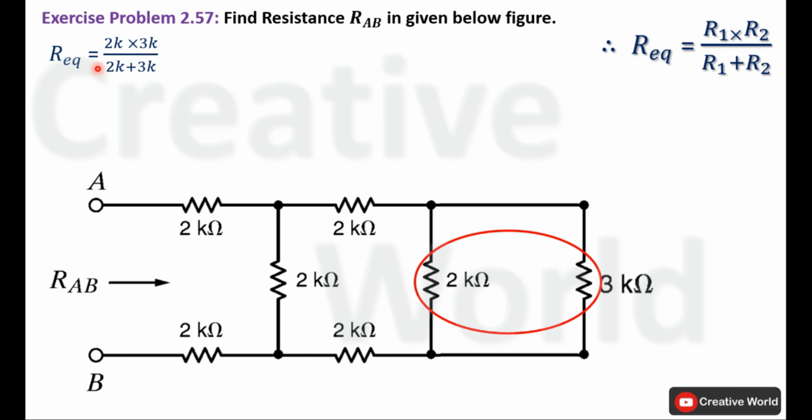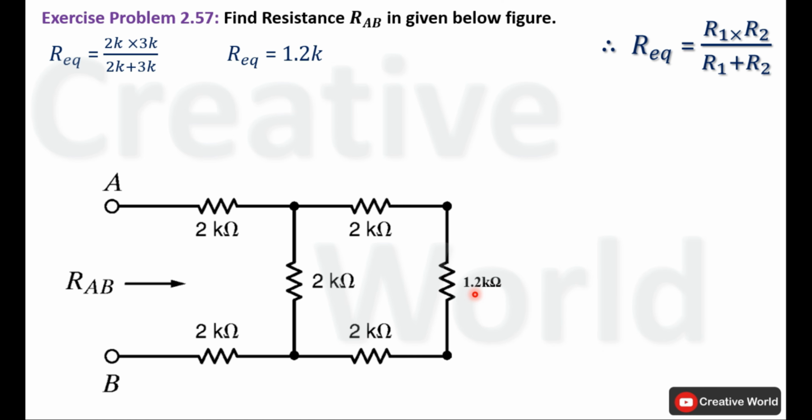R equivalent is equal to 2 kilo ohm multiplied by 3 kilo ohm divided by 2 kilo ohm plus 3 kilo ohm. Take the product of 2K and 3K and divide it by 5. The value of R equivalent will be 1.2 kilo ohm. So we can replace these two resistances with a single resistance having the value of 1.2 kilo ohm.